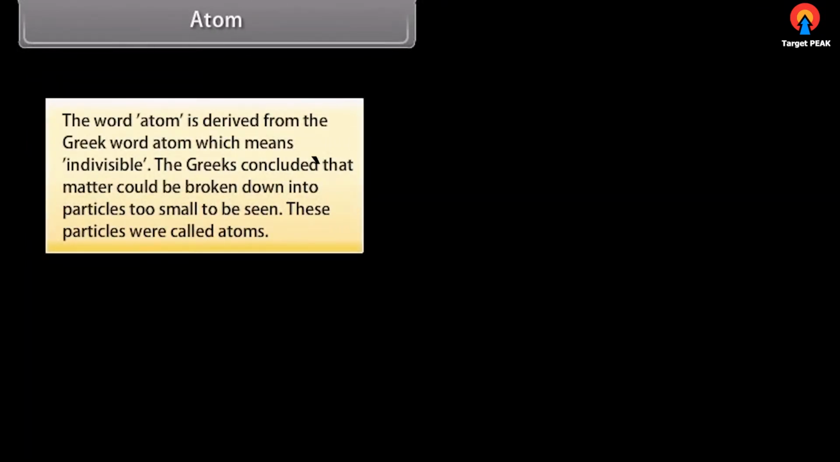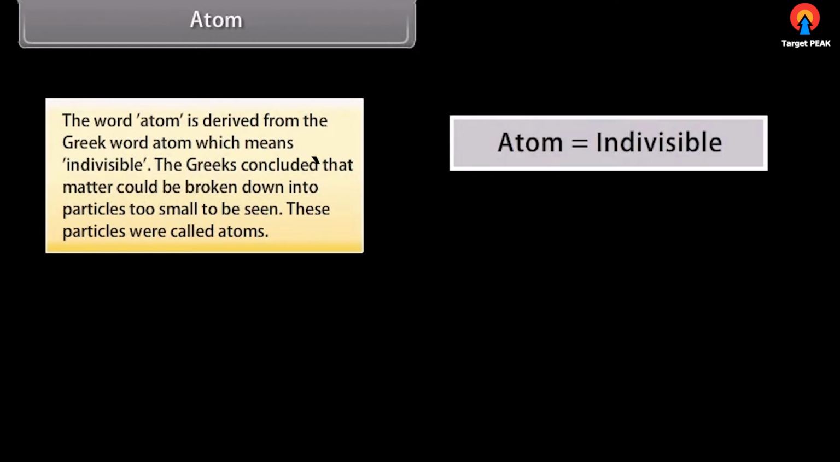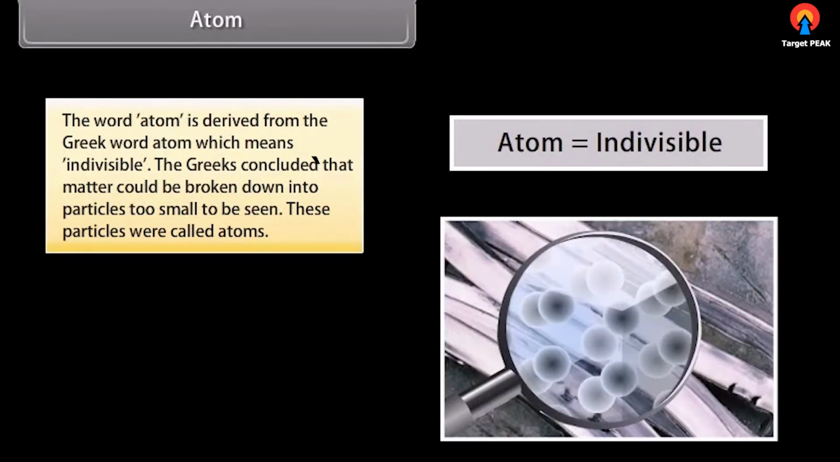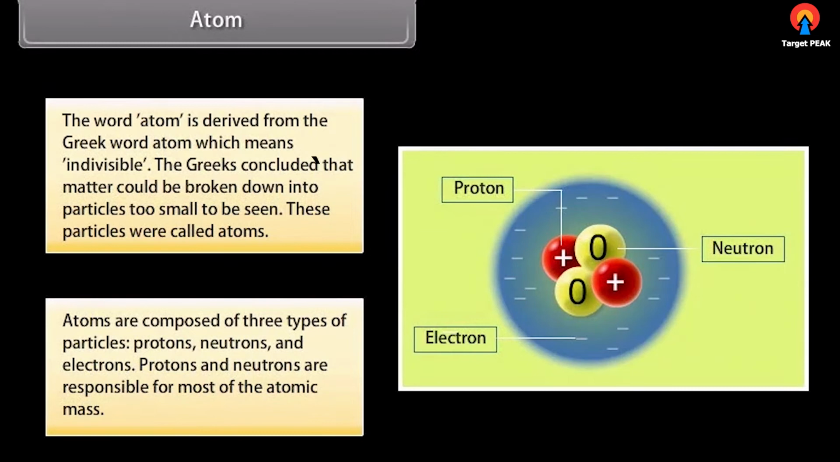Atom. The word atom is derived from the Greek word atomos, which means indivisible. The Greeks concluded that matter could be broken down into particles too small to be seen. These particles were called atoms. Atoms are composed of three types of particles: protons, neutrons, and electrons. Protons and neutrons are responsible for most of the atomic mass.